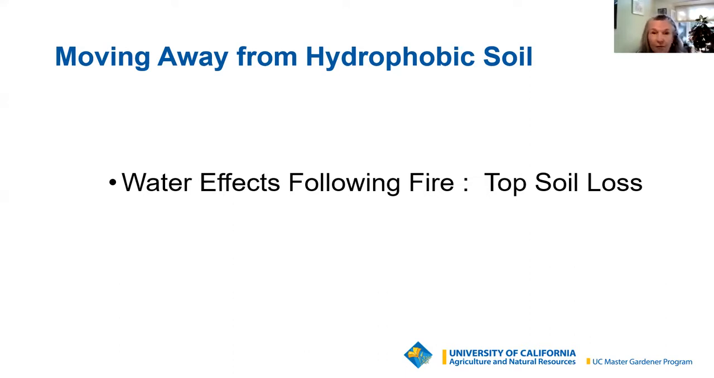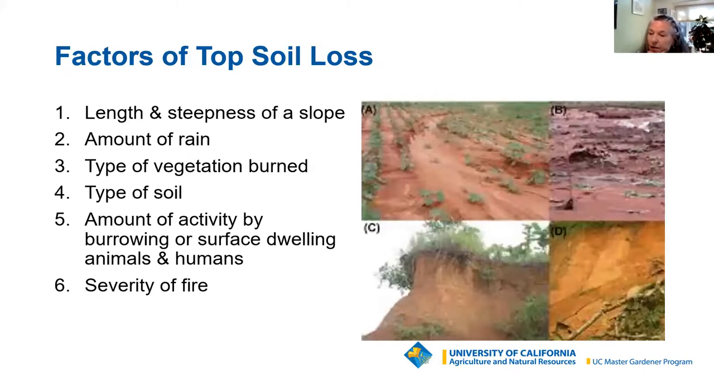Now, moving away from the hydrophobic soil, let's look at the 6 factors to take into account in the assessment of topsoil loss. There are very specific factors here. I want to give you a chance to read it. And as we know, the severity of our fire with Camp Fire was so bad.